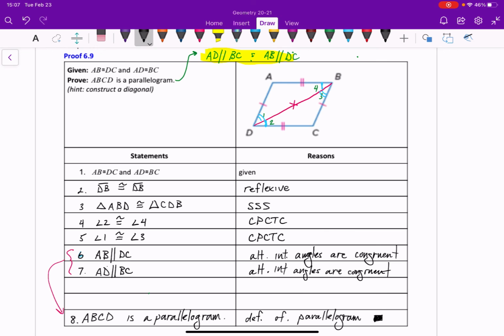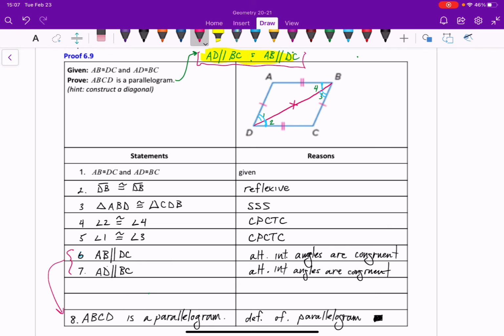Now that we've proved this, you can use this result to prove any of the following items, if that's necessary. So now we have two ways of showing that something is a parallelogram. We can either show that the opposite sides are parallel, or, since we've proven this, we can show that the opposite sides are congruent and conclude it is a parallelogram. So that's the example of that proof.